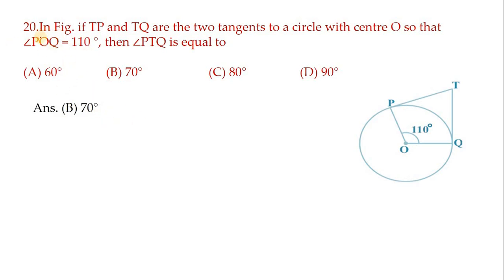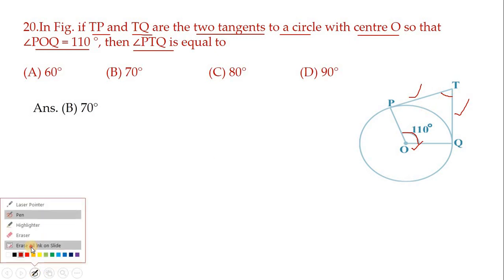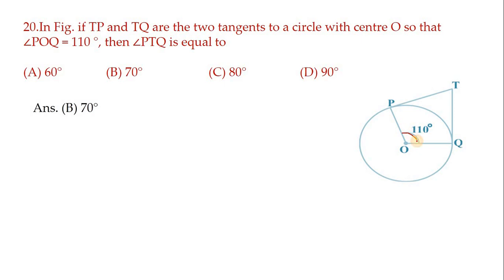The 20th one. In the figure, TP and TQ are two tangents to a circle with center O. So this is the center. So that angle POQ equals 100 degree. So this angle is 100 degree. Then this angle PTQ we want to find. As I already told you children, whenever the angle between the radii is given and asked to find the angle between the tangents, you subtract the angle of the radii from 180 degree. So if you subtract 100 from 180 degree, we get the answer 70 degree.